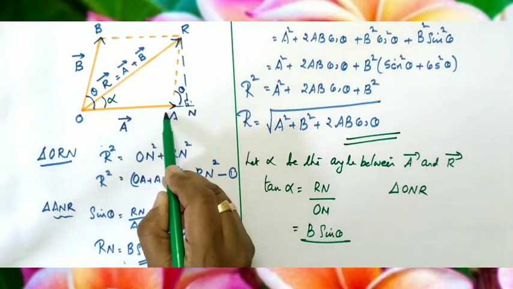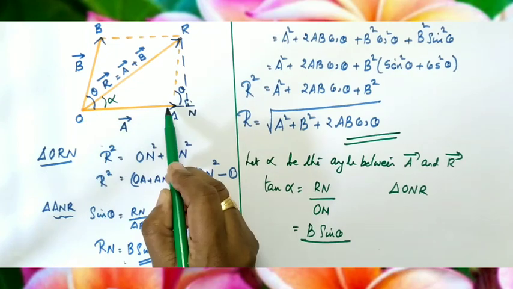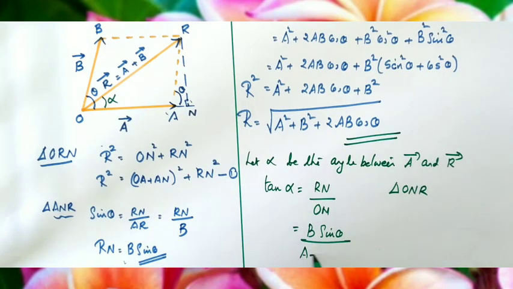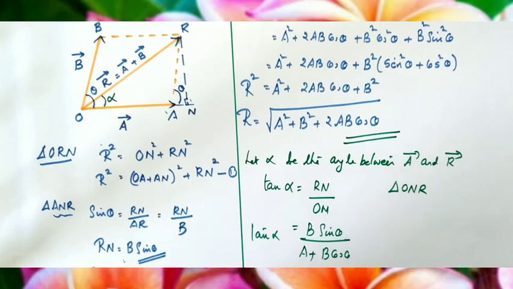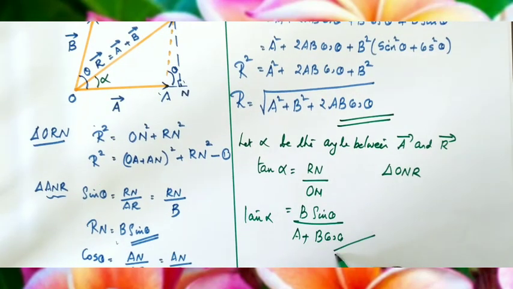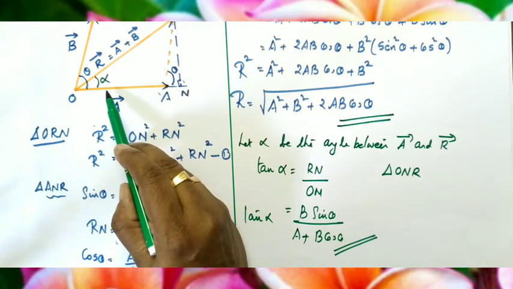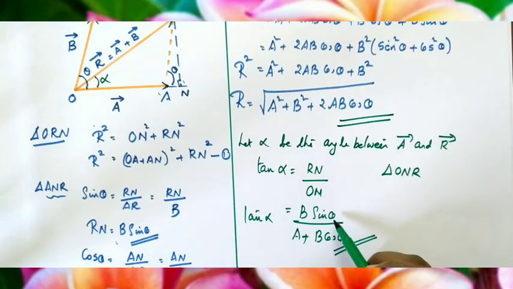ON is equal to OA plus AN. What is the value of OA? A. Plus what is the value of AN? AN equal to B cos theta. So tan alpha equal to B sin theta divided by A plus B cos theta. So this is the direction of the resultant. Direction of resultant is usually represented by tan alpha and it is given by B sin theta divided by A plus B cos theta.